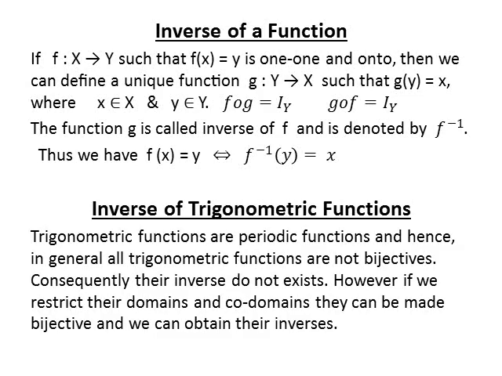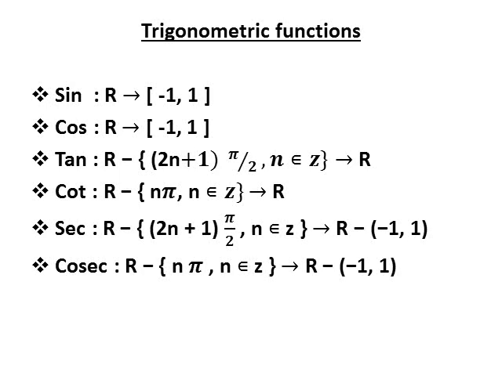Trigonometric functions are periodic functions. We know that. For example, the value of trigonometric sine function starts repeating after every 2 pi radian. So in general, trigonometric functions are not bijective, so their inverse do not exist. However, if we restrict their domains and codomains, they can be made bijective and we can obtain the inverse of trigonometric functions.